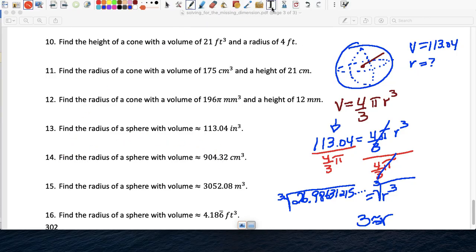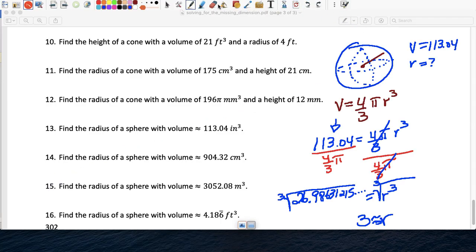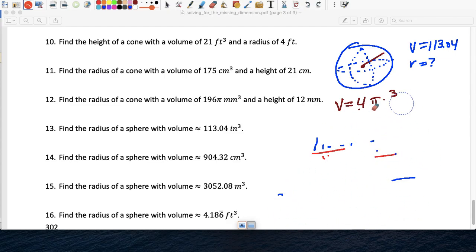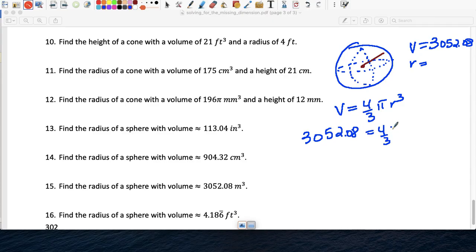Okay, number 14 we did, so we're going to go to 15. Again, another radius problem. So take advantage. I'll draw another sphere. For 15, the volume is approximately 3052.08, and we want to find the radius. So volume equals 4/3 pi r cubed, 3052.08 equals 4/3 pi r cubed.